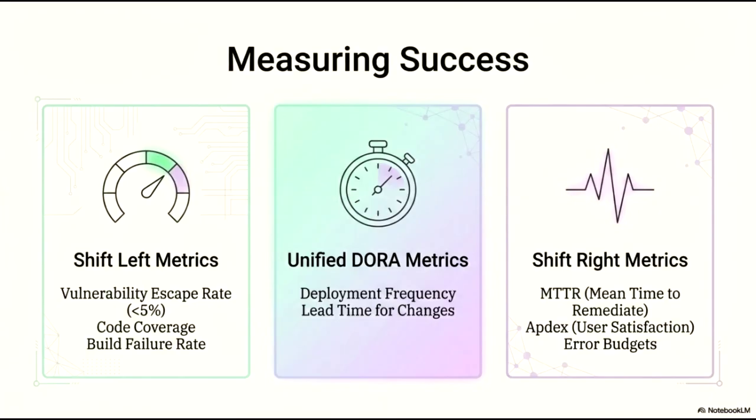In the center, unified DORA metrics provide a baseline for our delivery velocity. We specifically focus on deployment frequency and lead time for changes to measure how effectively we are moving code through the pipeline and into the hands of our users.